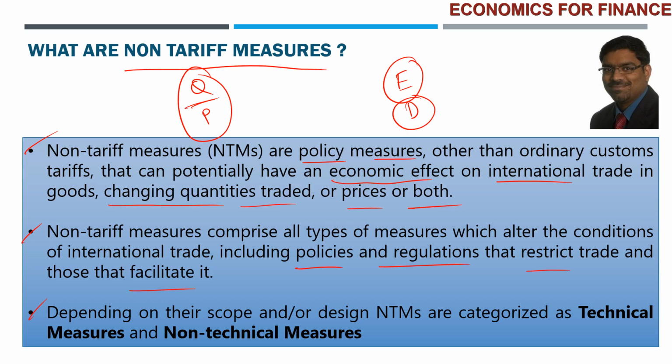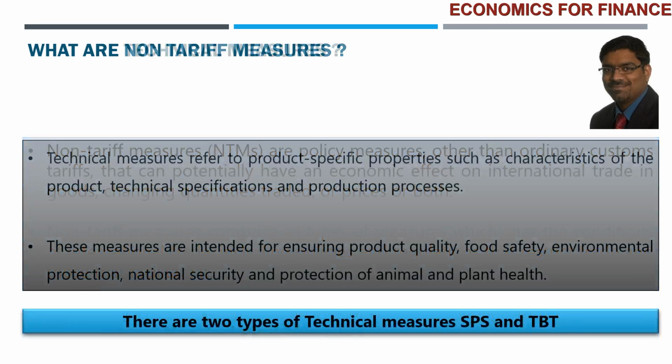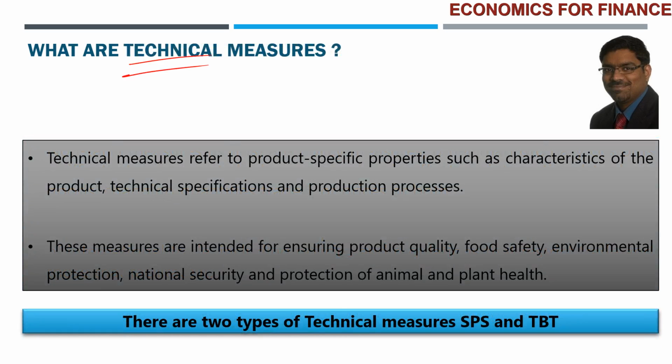And depending upon their scope or design, these NTMs, the non-tariff measures, can be categorized into two categories: technical measures and non-technical measures. So naturally we have to look at both. So within the non-tariff measures, there are technical measures and non-technical measures. So first let us look at technical measures. What are the technical measures?